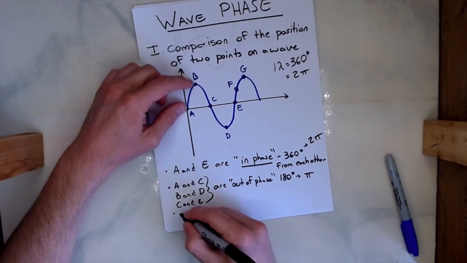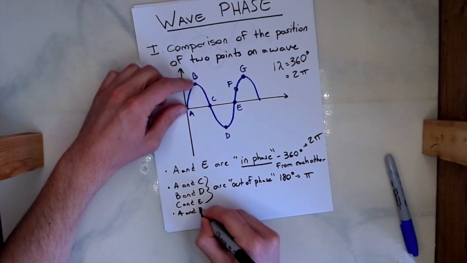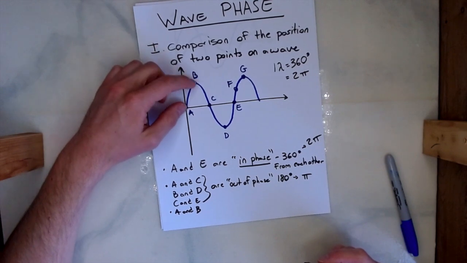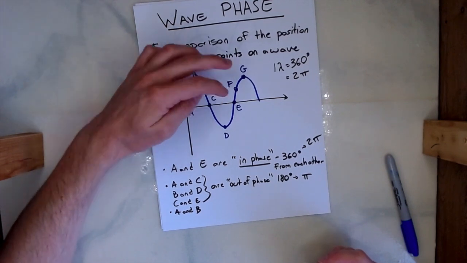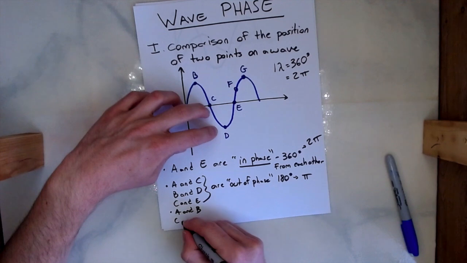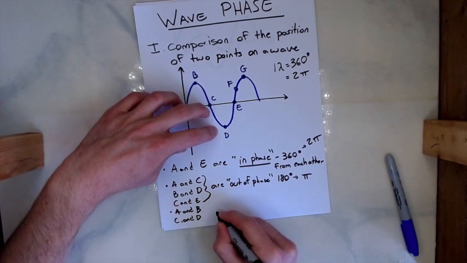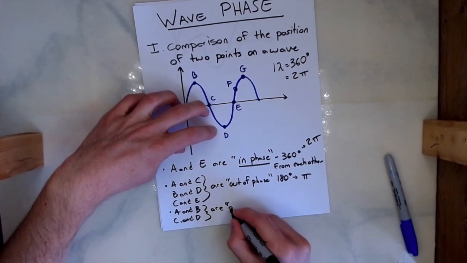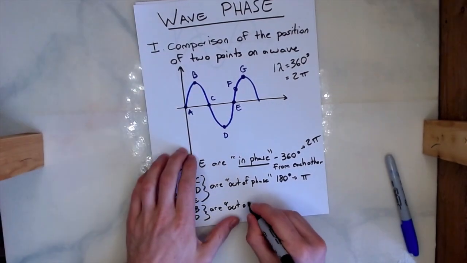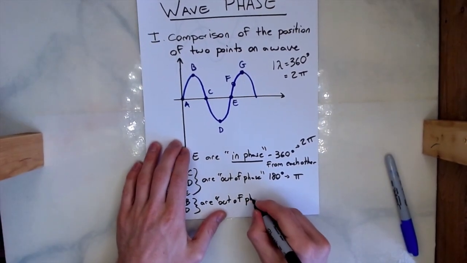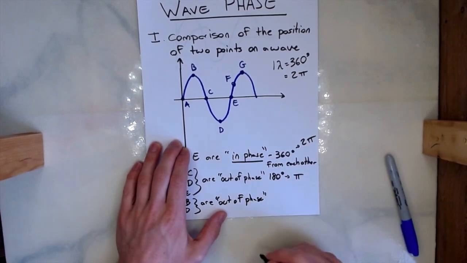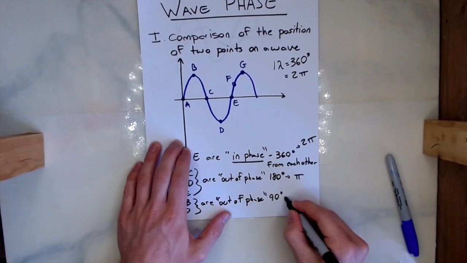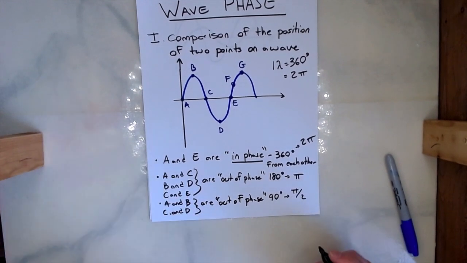Another possibility is A and B. And I'm running out of space here, so I'm just going to keep the next one short. I can say A and B, or let's say C and D. Well, these are out of phase by, well, it's a quarter of a wavelength, so that's going to be 90 degrees, or pi over 2.